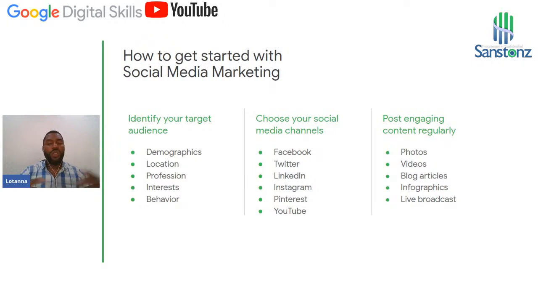Some people will say, run on all channels. No, some channels are best for your business. Maybe just one channel is good for your business. If you are into photography, you already know that Instagram is the best place for you, because Instagram supports all types of photo qualities and all of that. So choose your channels: Facebook, Twitter, LinkedIn, Instagram, Pinterest, YouTube, and so on. There are lots of social media channels you can choose from.